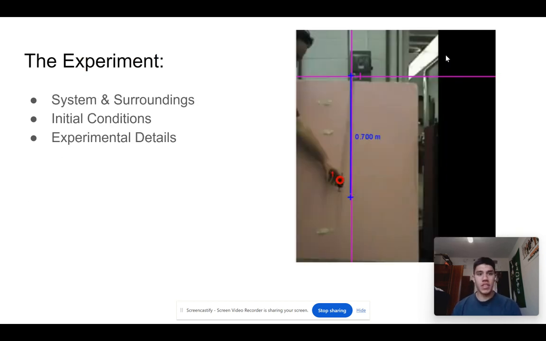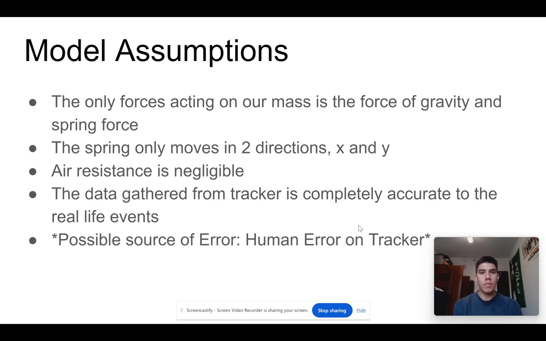So for the experiment, the system would be considered the object, and the surroundings would be everything acting on the object: the spring, the earth, the air around it. The initial conditions were that the spring was at rest but had some level of potential energy, causing it to move. And then the experiment details are that basically this object was dropped and it was acted on by the spring and gravity.